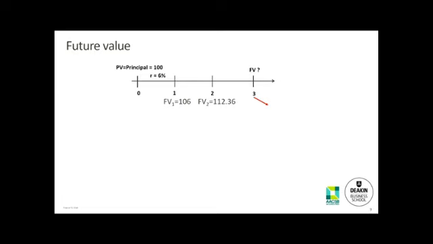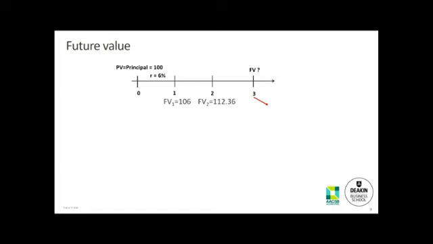What about year 3? Easy. So future value at time 1 is equal to 100 times 1 plus interest. Future value at time 2 equal to 100 times 1 plus interest to the power of 2. At the end of year 2, the future value is $112.36. I decide to put my money into the bank for another year.